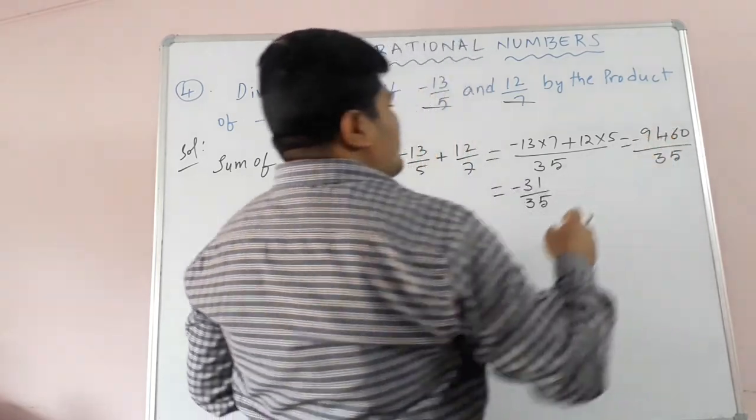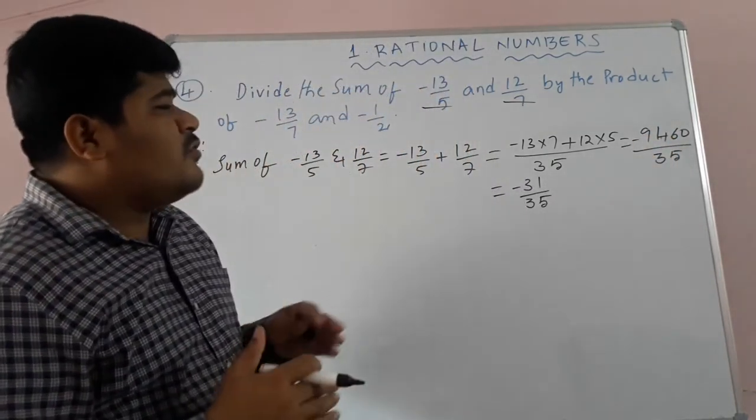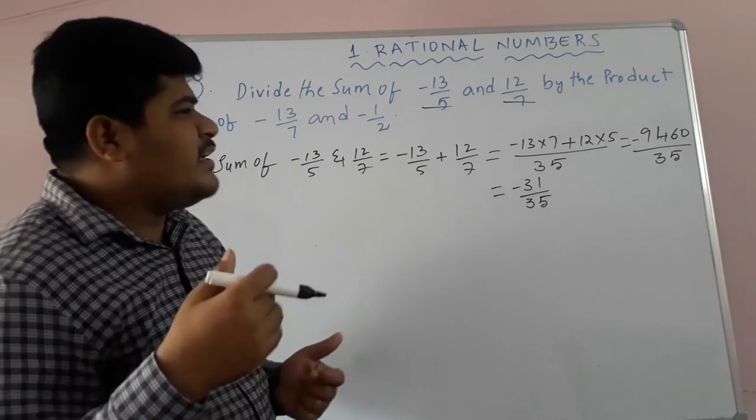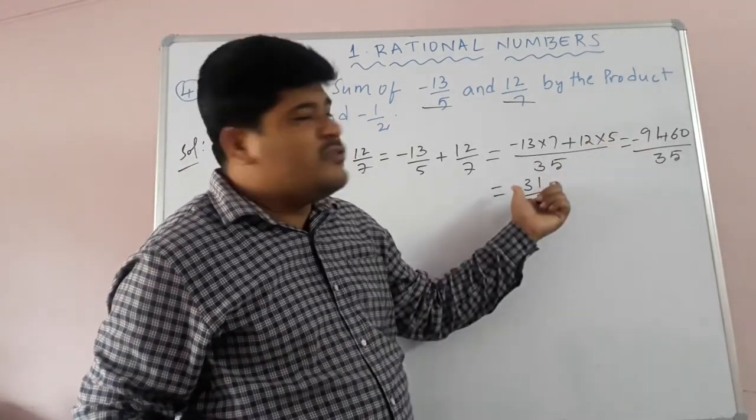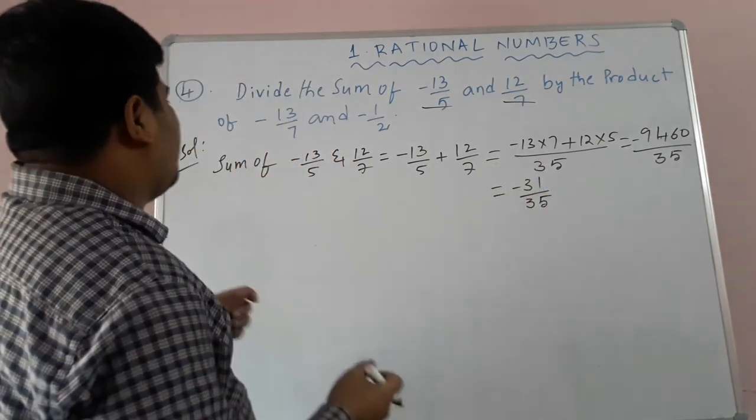Why? Here the big number is 91 and it has a minus symbol. We have to subtract 60 from 91, then we will get 31. And because the big number has a minus symbol, the result will be negative. Negative 31 by 35 is the result.